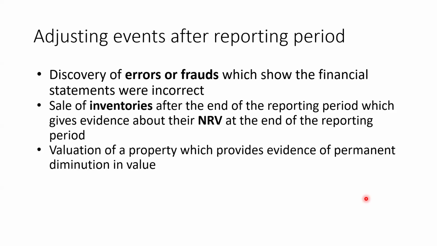Valuation of a property, which provides evidence of permanent reduction in the value of the assets. This is also coming directly from the standard, and it's an adjusting event. If you value your property between the financial statement date and the authorization date, and the value happens to be lower than what you've stated in your financial statements, you have to go back to the financial statements and adjust it. This is telling you that the true value of the item of PPE after the reporting date was misstated. So that is it.